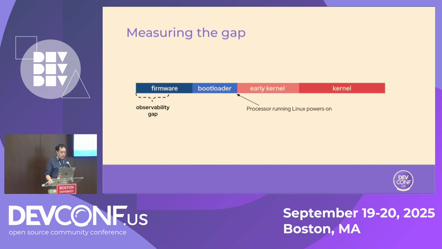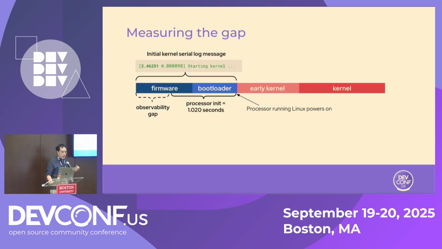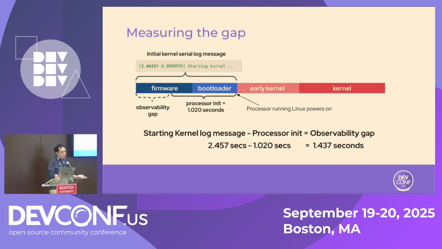To measure the gap, we have this message in the logs that says starting kernel, and with the serial log, we at least know that it happens at 2.4 seconds. And we can also use our out-of-tree kernel patches to figure out when this starting kernel message happens by reading the ARM processor counter. With that, we should be able to figure out the actual gap. In this case, it was about 1.4 seconds for the other processor startup.